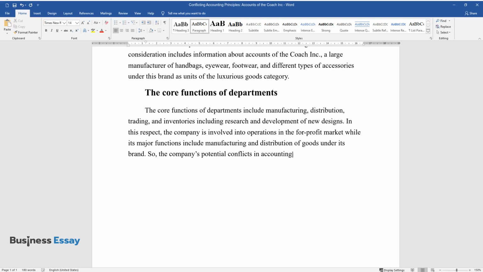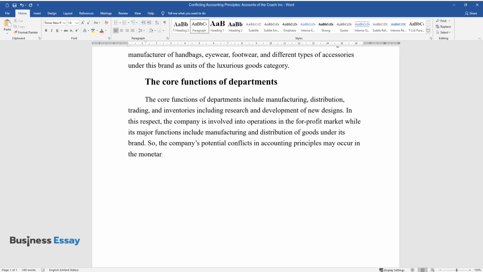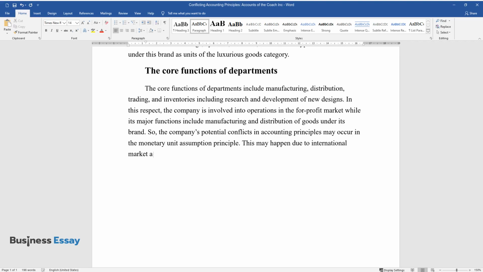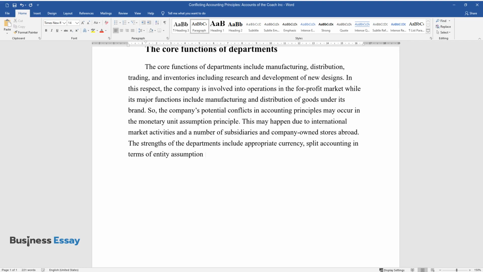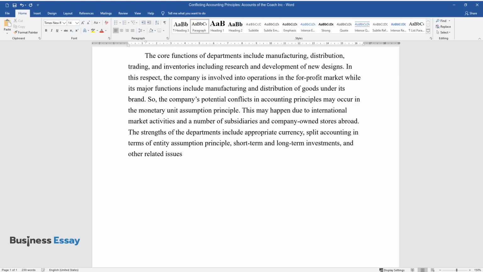So, the company's potential conflicts in accounting principles may occur in the monetary unit assumption principle. This may happen due to international market activities and a number of subsidiaries and company-owned stores abroad. The strengths of the departments include appropriate currency, split accounting in terms of entity assumption principle, short-term and long-term investments, and other related issues that are reported separately.